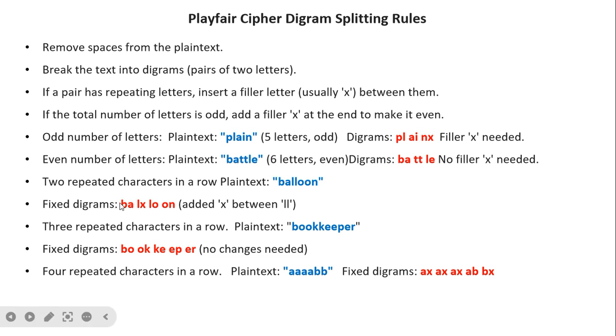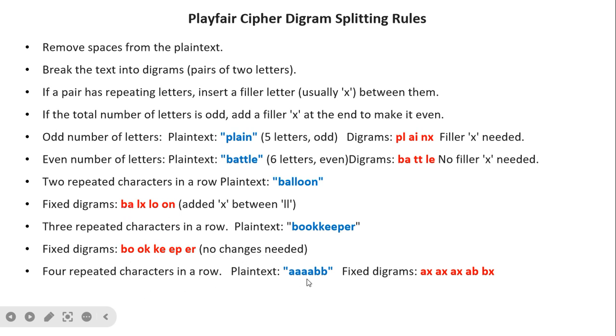So here we are using first BA, then double L is not allowed, so we add X here, so it will become LX. Once we add LX, the next 2 characters are not repeating, so it's LO and next is ON. So it is not required to insert X after every repetition; we will see the situation and based on that we will either insert or not insert. Now see BOOKKEEPER, BOOK. Even though 2 repeated characters are there, when we make the digrams there is no repetition. Then KEEPER.